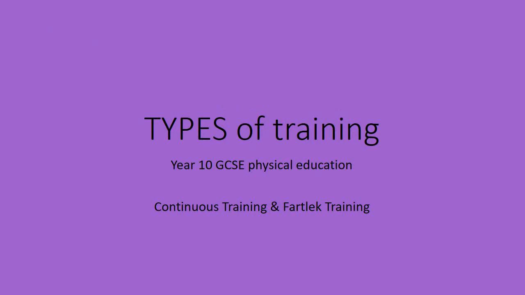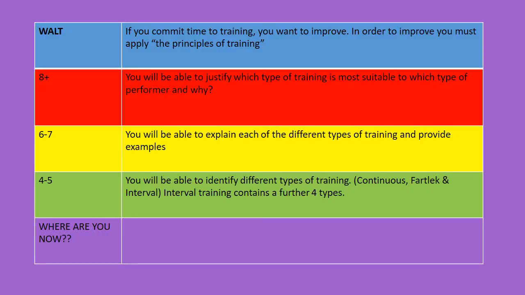So types of training, as I mentioned right at the start, we're going to look at continuous training and fartlek training. Some learning objectives, outcomes there, you can see the different ones. Now over the next few weeks, using the work on Everlearner and the work that we set you, there's going to be 3 main types of training we look at: continuous, fartlek and interval. But within that interval training category, there's a further 4 different types that we'll look at within there.